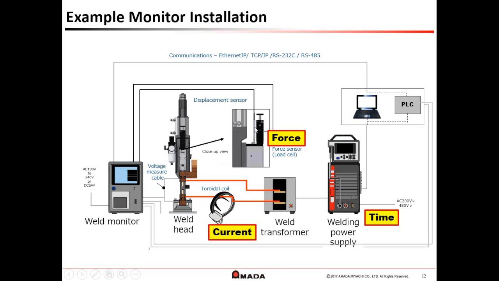We can also place a displacement sensor inside the weld head or bracketed outside. This allows us to monitor the collapse of the weld during the weld process. The monitors are also equipped with a communication bus so that we can send all that process data back into our network or into our PC for analysis. The weld monitors also have a discrete I/O on it to communicate with our PLC, which allows easy integration into an automated work cell.